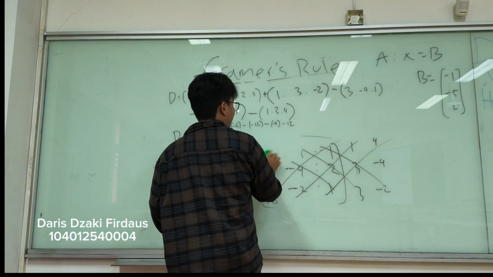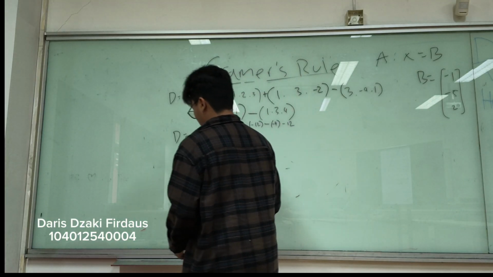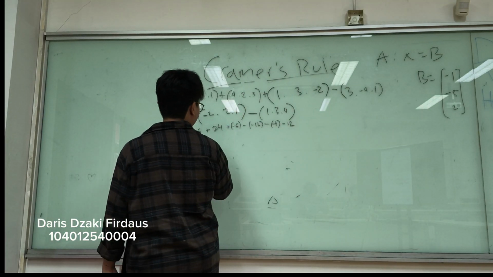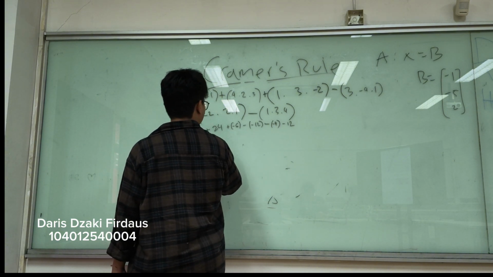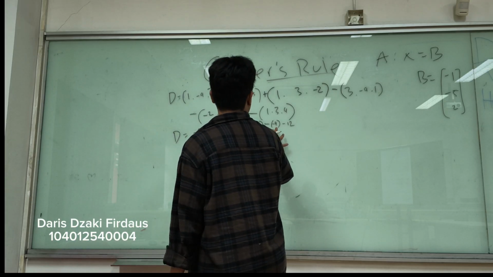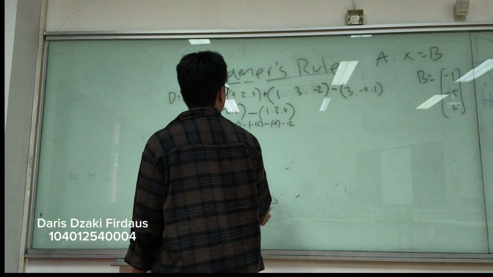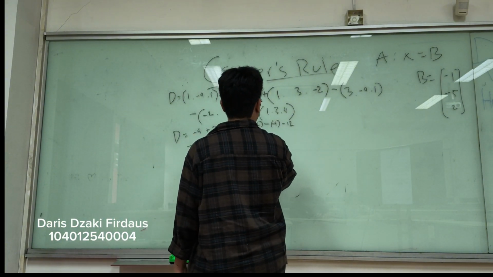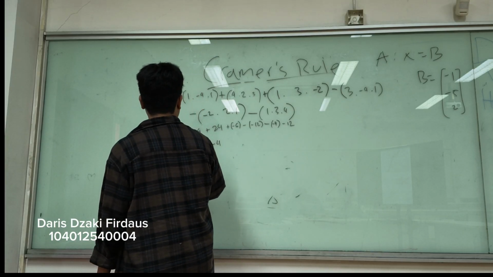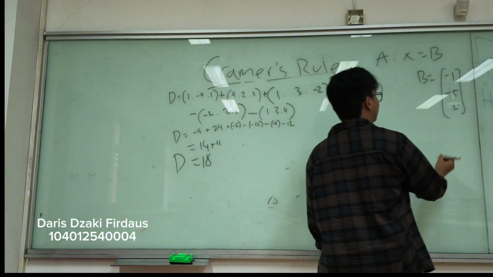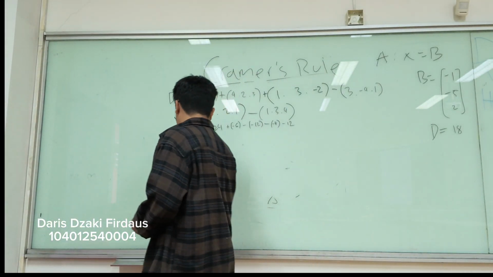So what we do next is we need to solve it. So this minus 10, we have 14, plus 16, we have plus 4, plus 12, plus 16. Yeah, we have plus 4 and then we get 18. This is the first D. So we type it, the first D is 18.